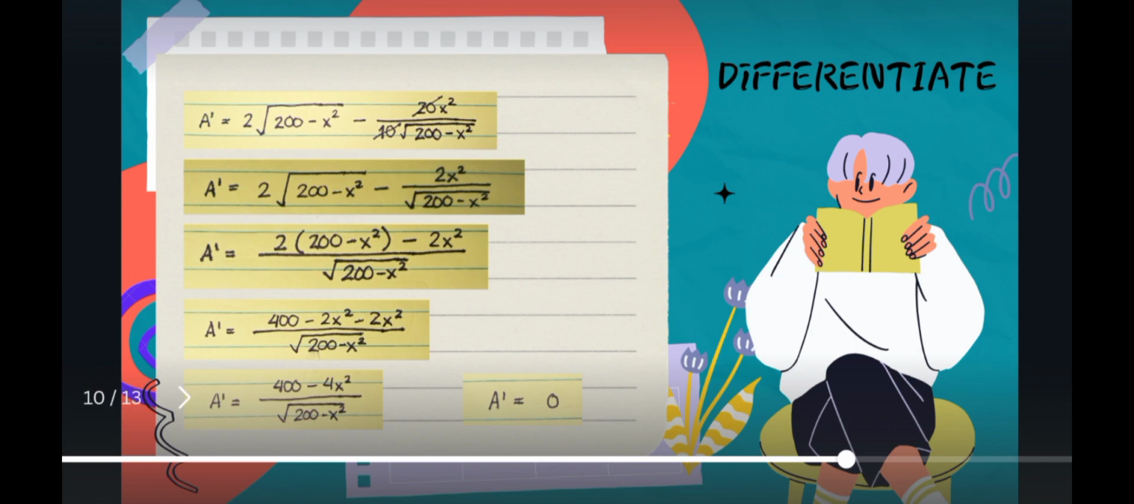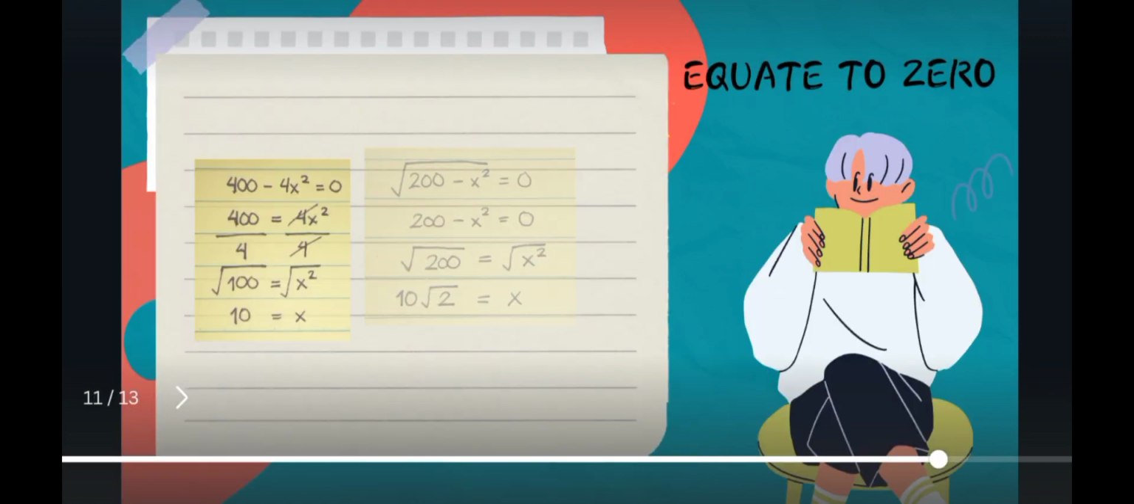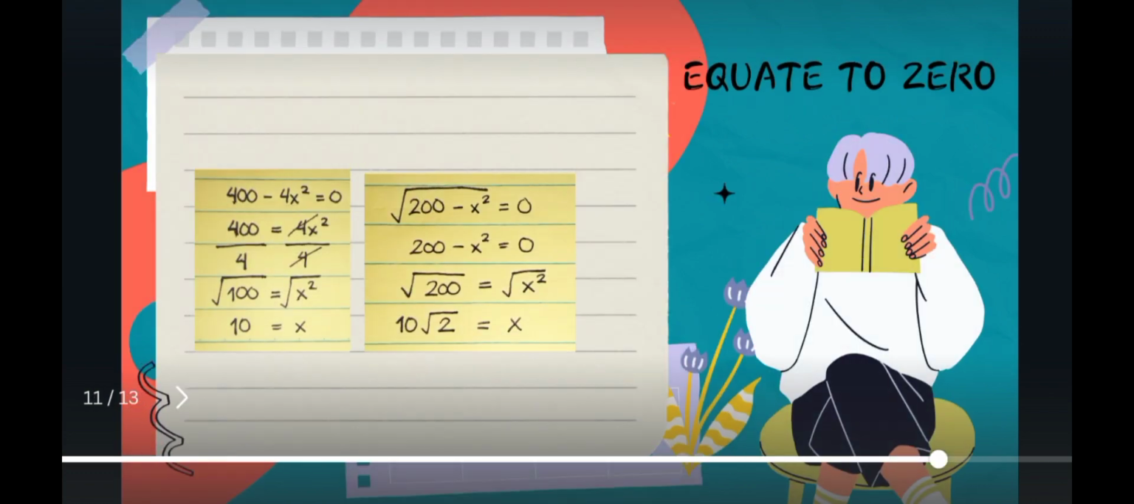We have to separate first the numerator from the denominator. 400 minus 4x squared is equals to 0. We will transpose negative 4x squared on the right side, so the sign will become positive. Then, we will divide both sides by 4 so that x squared will be isolated. Then we get the square root of both sides. So the square root of x squared will be x, and the square root of 100 is 10.